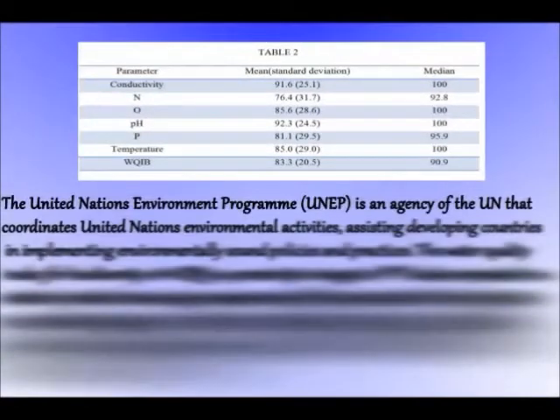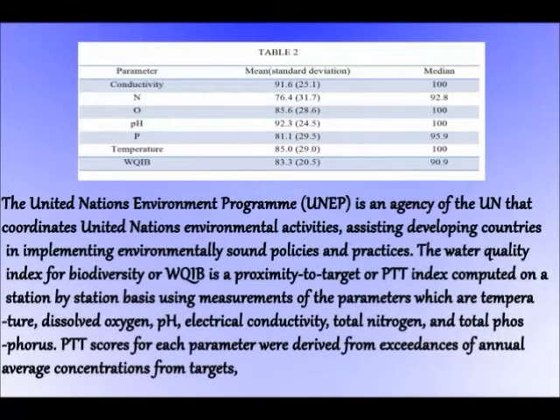The United Nations Environment Program is an agency of the UN that coordinates United Nations environmental activities, assisting developing countries in implementing environmentally sound policies and practices. The Water Quality Index for Biodiversity, or WQIB, is a proximity to target, or PTT, index computed on a station-by-station basis using measurements of the parameters which are temperature, dissolved oxygen, pH, electrical conductivity, total nitrogen, and total phosphorus.